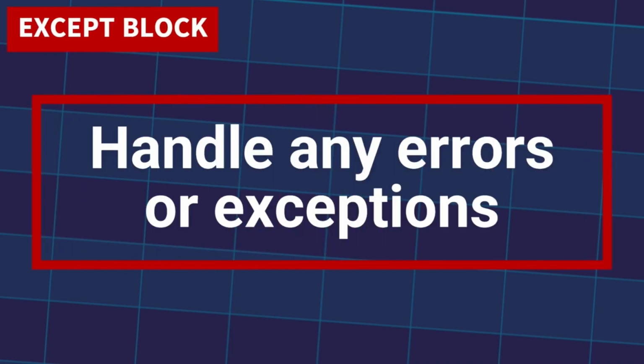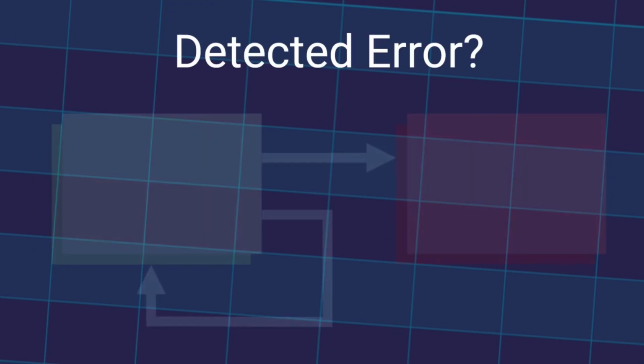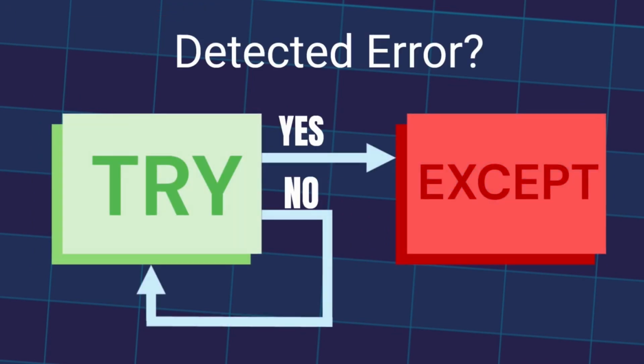The except block is where you handle any errors or exceptions that occur within the try block. If an error occurs in the try block, the program jumps to the except block to deal with it. Here you can specify what actions to take when a specific type of error occurs, or you can provide a general error message for any type of error.